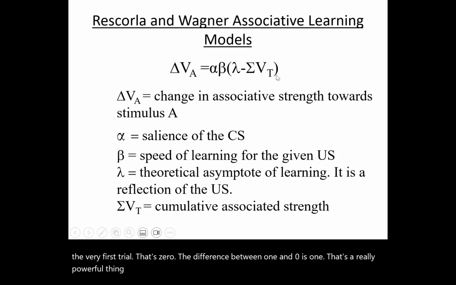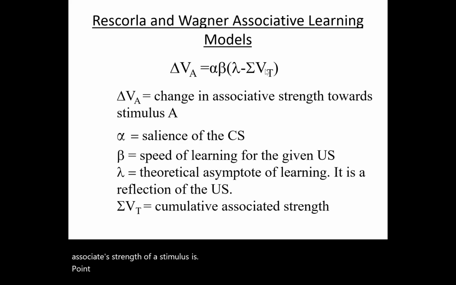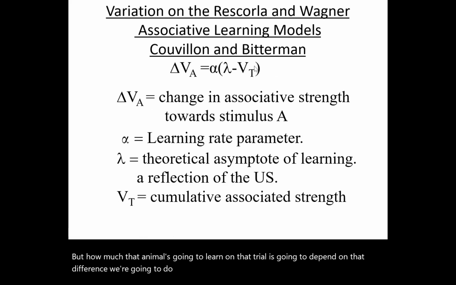But if the animal's learned something, then it's not as surprised. If the associative strength of a stimulus is 0.5, well, it's not 0, it's not 1. But how much that animal's going to learn on that trial is going to depend on that difference. We're going to do some examples here.